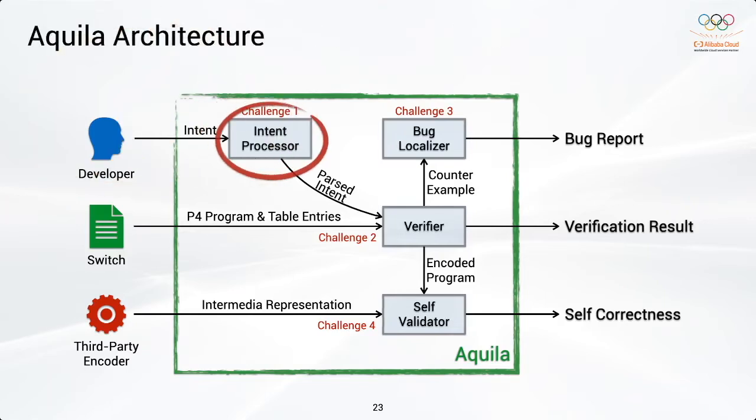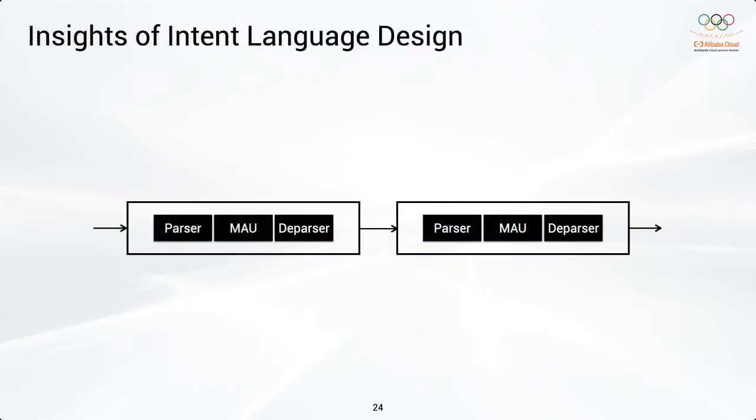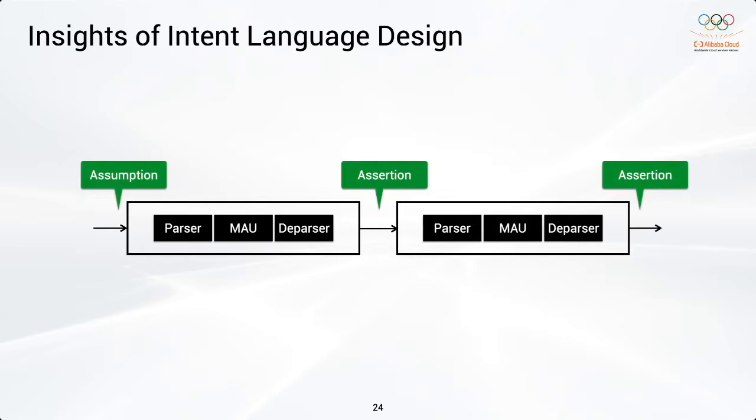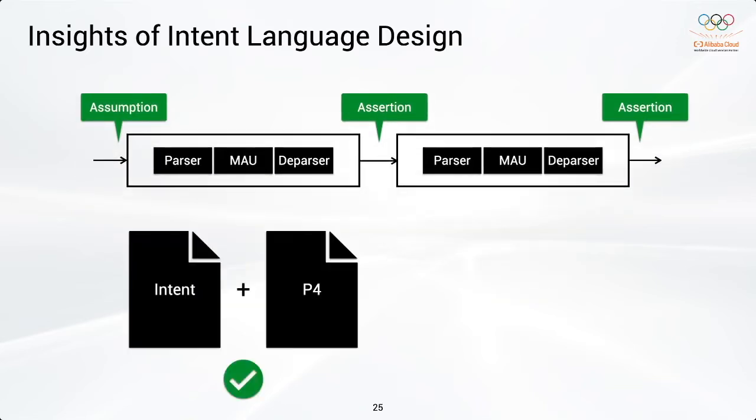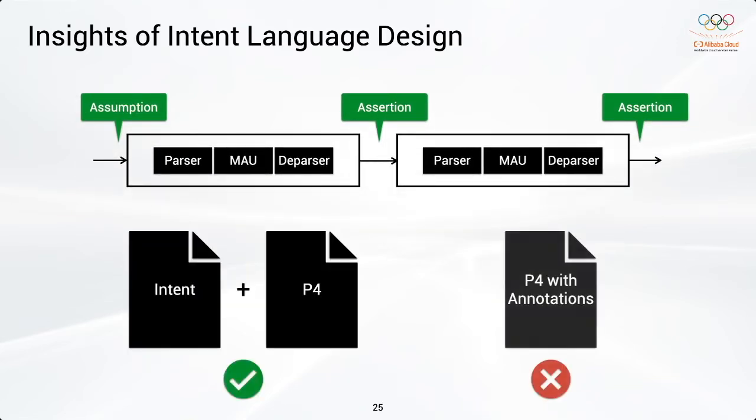Now, I will introduce the first part, the intent language. The key insights of the intent language are summarized from our experience. For example, we noticed that most intent can be placed before a pipeline or after a pipeline, but seldom inside the pipeline. This gives us a chance to represent all intent as a single independent file, instead of adding annotations in P4 code. I will use an example to show how to write an intent file.